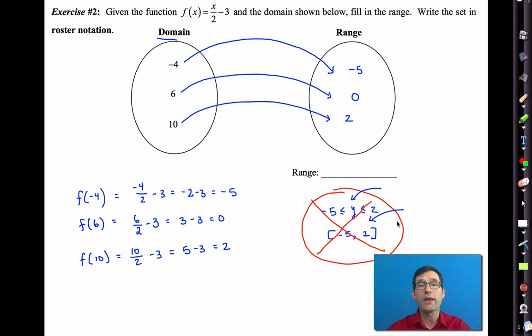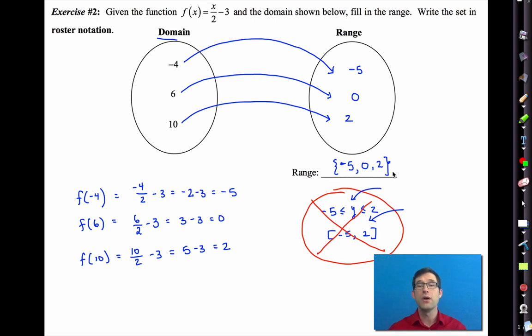But in fact, the range actually only has 3 numbers in them. So we list them with these curly brackets. This is what's called roster notation. We just list them: negative 5, comma, 0, comma, 2. All right, we just list them out.